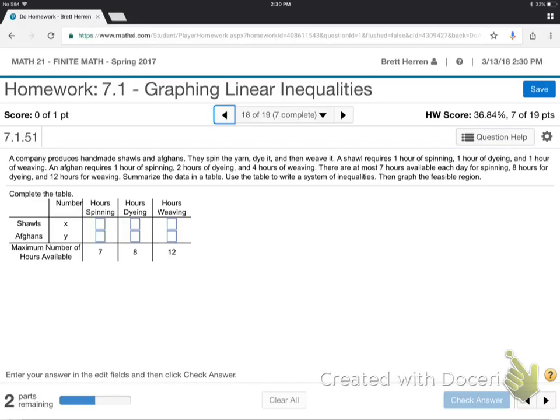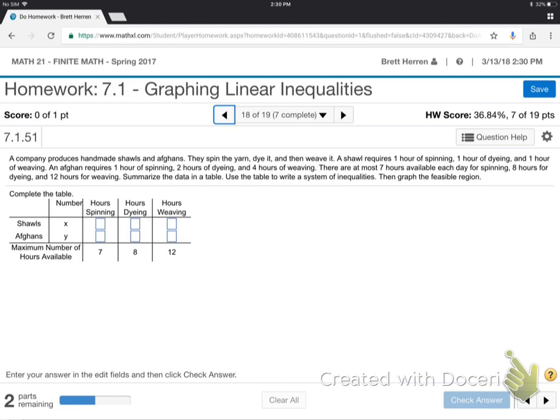Some kind of funny word problem. A lot of words. A company produces handmade shawls and afghans. They spin the yarn, dye it, weave it. A shawl requires 1 hour of spinning, 1 hour of dyeing. The afghan requires more. There are 7 hours available each day for spinning, 8 for dyeing, 12 for weaving. Fill in the table, write a system, and graph the feasible region.